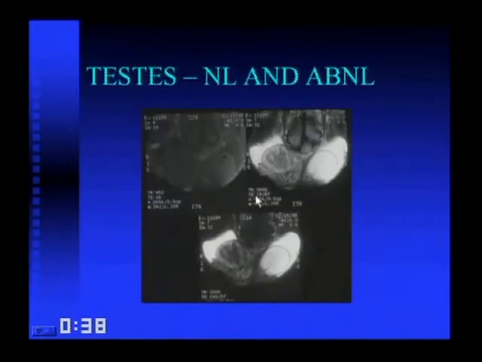Testes. This one's normal, this one's abnormal. These are T1 scans, proton density, T2, patient with nonspecific scrotal pain, and you can see that the normal testis is dark on T1 scans, bright on T2 scans. This is how it should look.